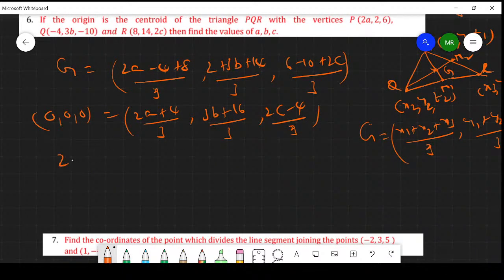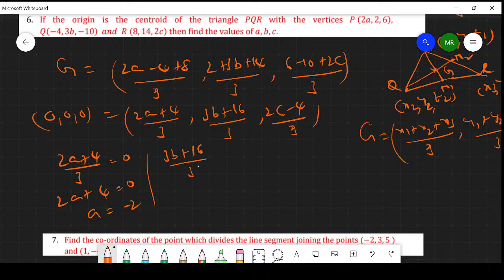Equating both the sides, I can write 2a plus 4 by 3 equal to 0. Do cross multiplication. If we do cross multiplication, you compare each coordinate, x coordinate equal to 0. 2a plus 4 equal to 0. Then a equal to minus 4 by 2, it will be minus 2. We got this one.